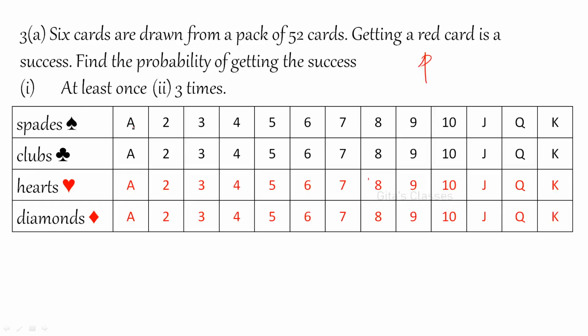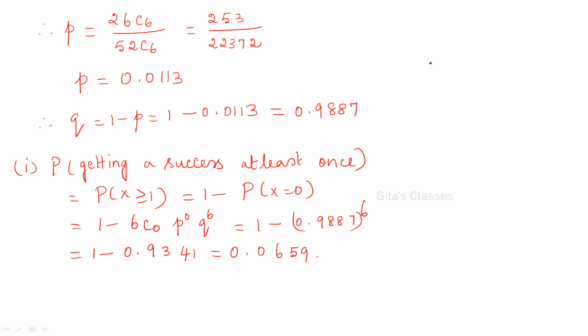What do you know about the cards? How many red cards are there? There are 4 types of cards, 2 types are black and 2 are red, so totally there are 26 red cards. When finding favorable cases and the total number of possible cases, this will be useful. How many cards are we taking? 6 cards. Therefore, the required probability of success is 26C6 divided by 52C6.